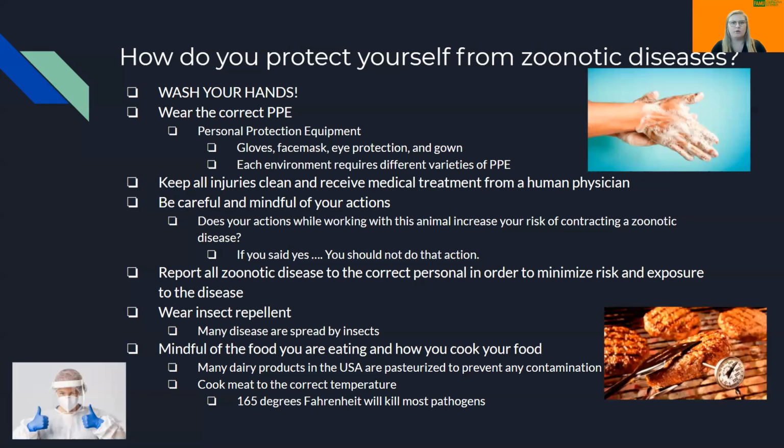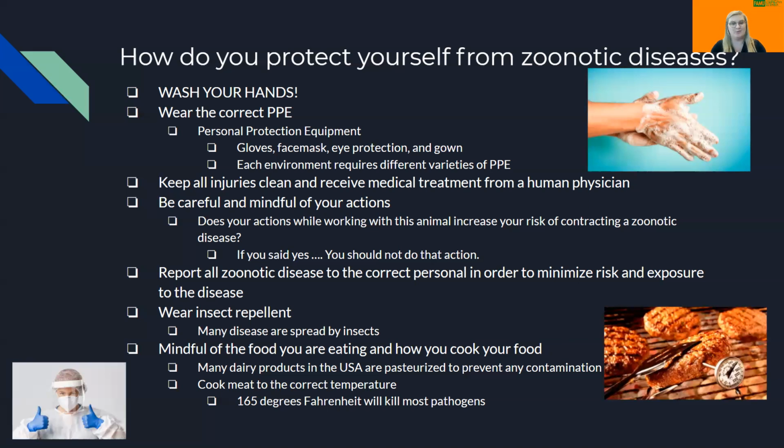Back to the whole workplace safety. Report all zoonotic diseases to the correct personnel in order to minimize risk and exposure to the disease, whether that is a governing agency or your supervisor. If you're in charge of these animal care situations, make sure that you are doing the most you can to minimize risk.